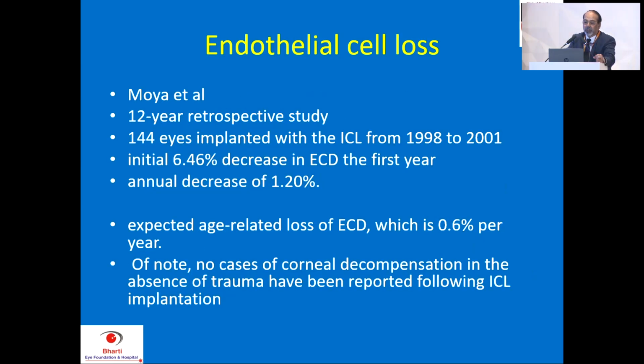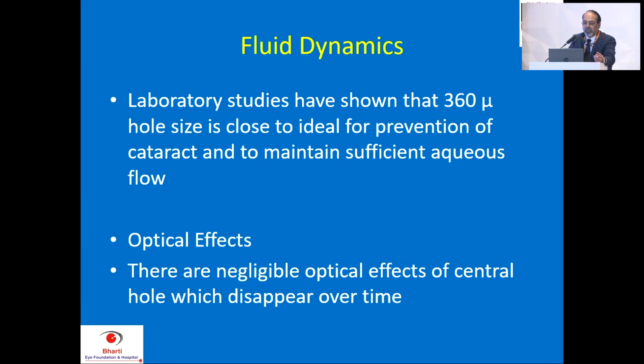Endothelial cell loss: 144 eyes implanted with ICL from 1998 to 2001. Initial 6.46% decrease in ECD in the first year and annual decrease of 1% every year. So this is comparable to the expected age-related loss of endothelial cell density, which is 0.6% per year, otherwise also because of the age. So no cases of corneal decompensation in the absence of trauma have been reported following ICL implantation.